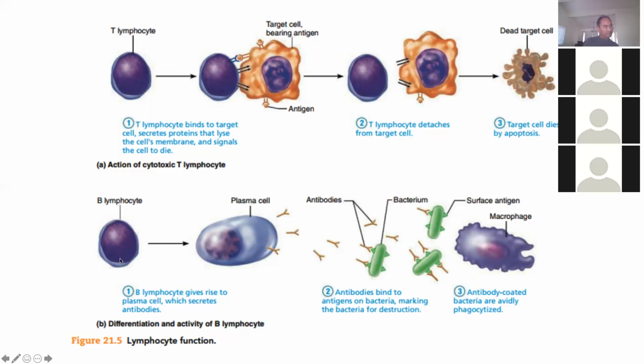B lymphocyte, the difference is that it will change into plasma cell. Plasma cell will secrete many antibodies, which will go and attach to the antigen. The bacteria is antigen, virus is antigen, foreign protein is antigen. And then finally the macrophage will come and clean the antigen-antibody complex. That is for B lymphocyte. So B lymphocyte and T lymphocyte have different functions.